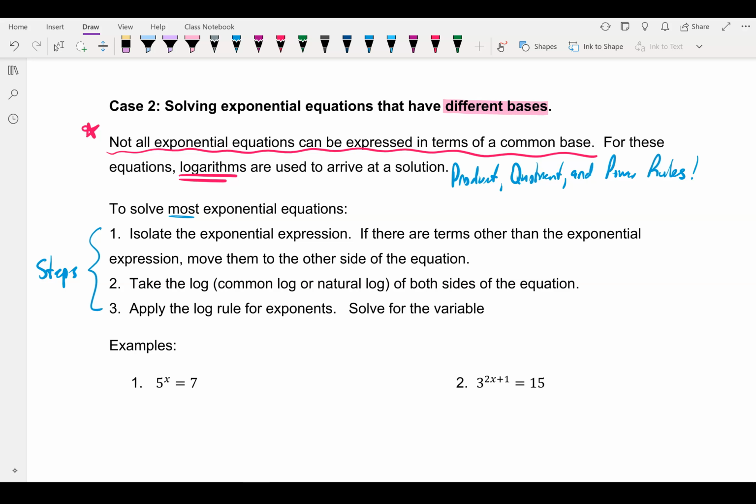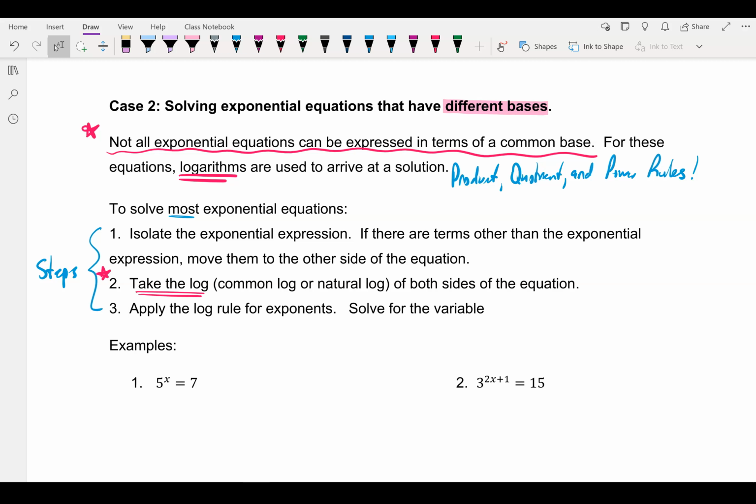The second step, and probably the most crucial step, is to take the common log or the natural log of both sides of the equation. We'll see the difference in terms of whether it's natural or common log later. Most of the time, we actually want to use natural log. It's just more common to do so.